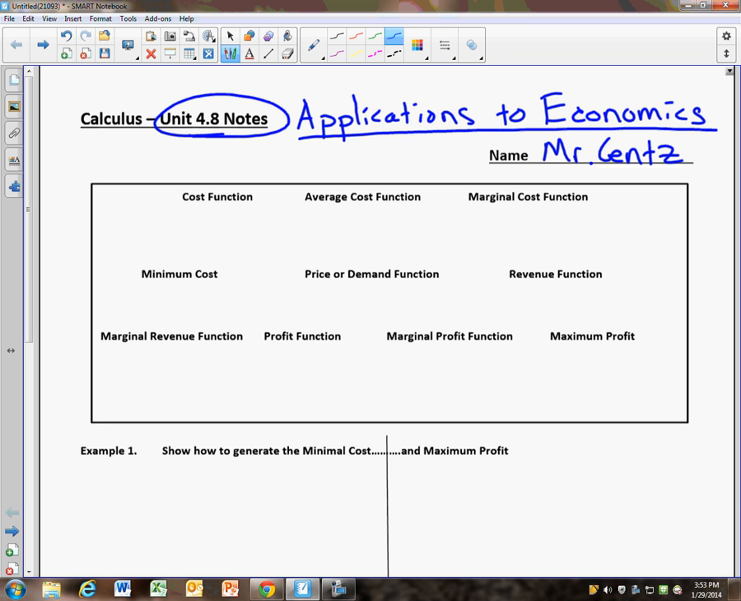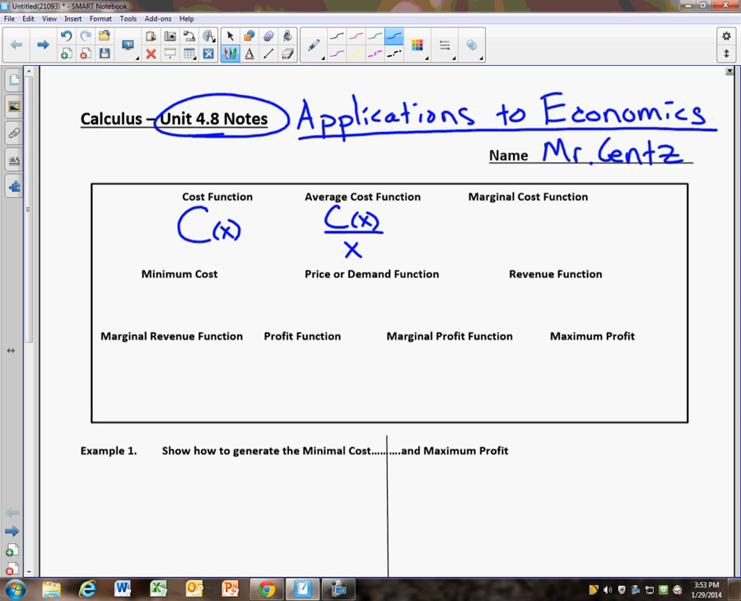If you remember, the cost function we just defined as C of x, and the average cost, well, if it cost me $100 to make 5 items, it would be $20 an item. You take whatever the cost is and you divide it by the number of items. It's produced x items, and that's going to be average cost.